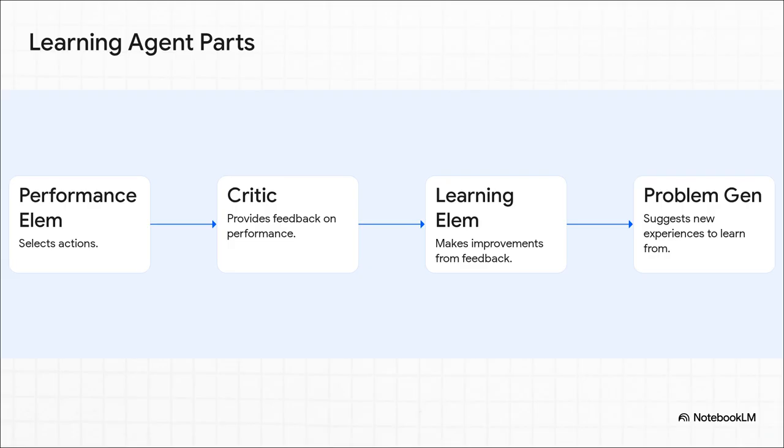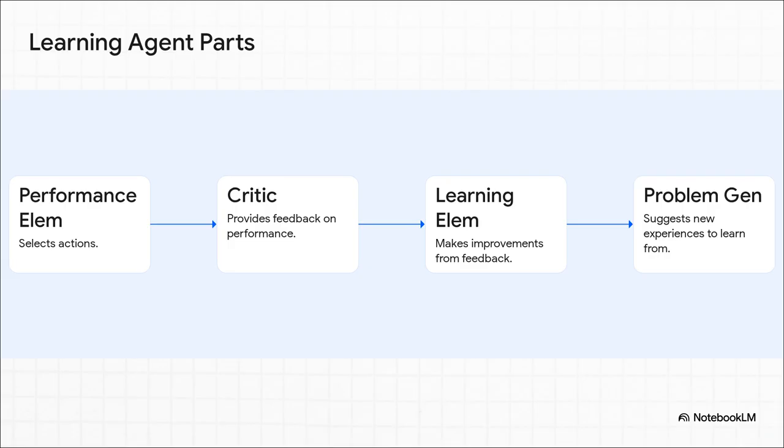But as soon as it does something, the critic jumps in. The critic is like a coach on the sidelines, yelling feedback. Was that good? Was that bad? Did we get closer to our goal? Then you have the learning element. This is the brains of the operation. It takes the coach's feedback and literally rewrites the playbook for the performance element, so it does better next time.